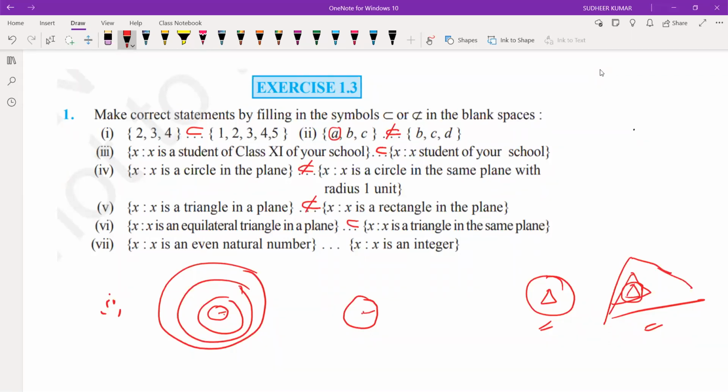Right. So x such that x is an even natural number, and x such that x is an integer. Even natural numbers, set A: 2, 4, 6, 8, and so on. And the next set, x is an integer: 0, 2, 4, 6, 8, and so on, and minus 2, minus 4, and so on. So all the elements of set A are in set B, so A is a subset of B. Is it clear? Yes, sir.